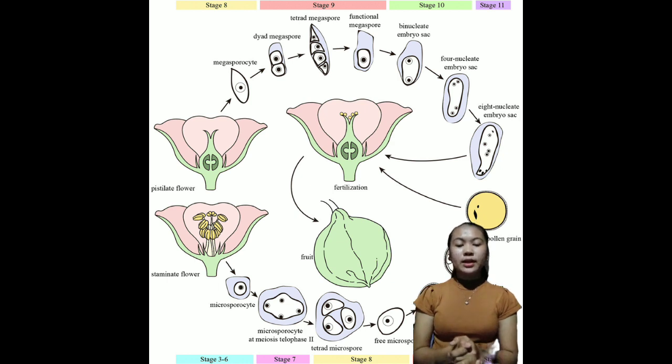Fourth, the middle layer. It is 2 to 3 layered and emerges from parietal cells. Fifth, the tapetum. This is the innermost layer of the anther wall, and arises from parietal cells. It completely surrounds the sporogenous tissue. It is made up of a single layer of cells, and each cell contains dense cytoplasm and a prominent nucleus.